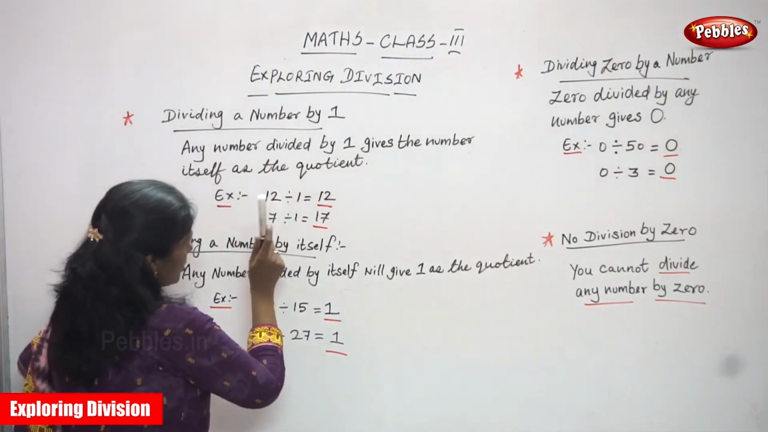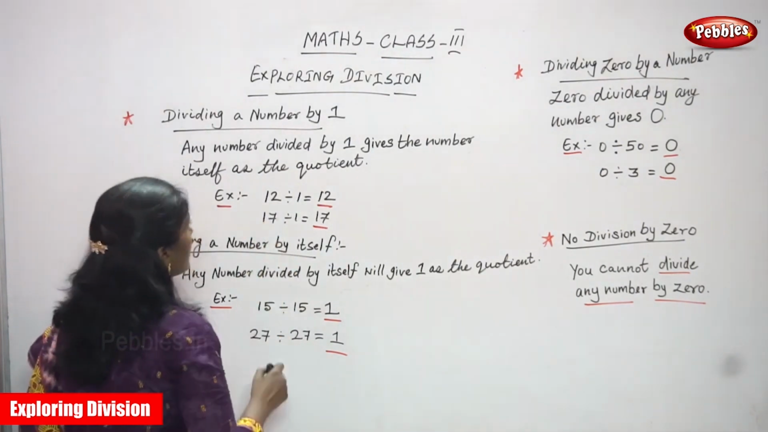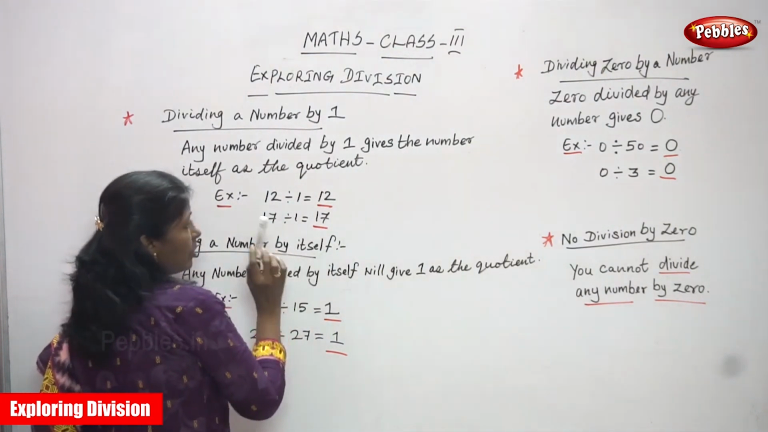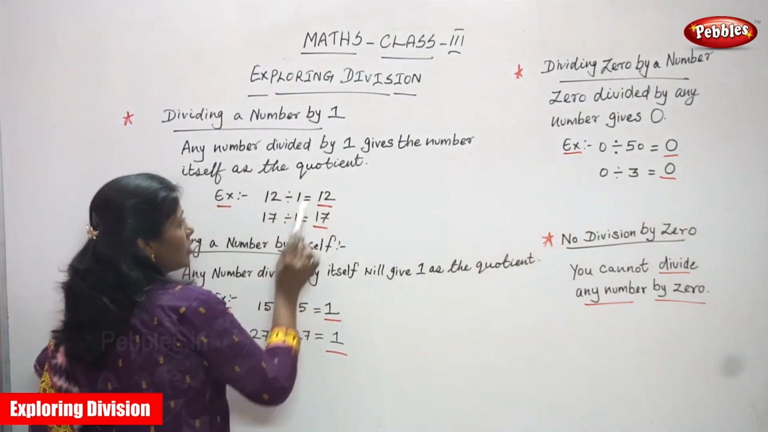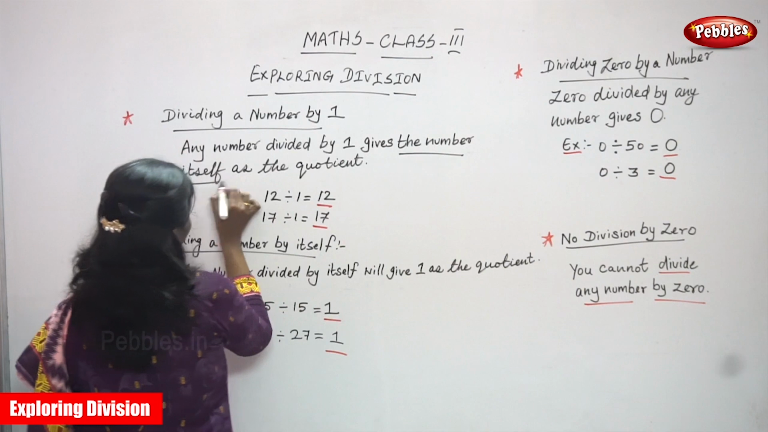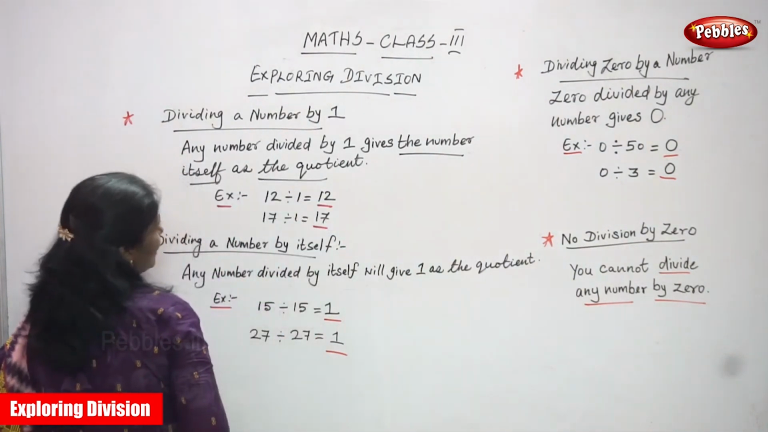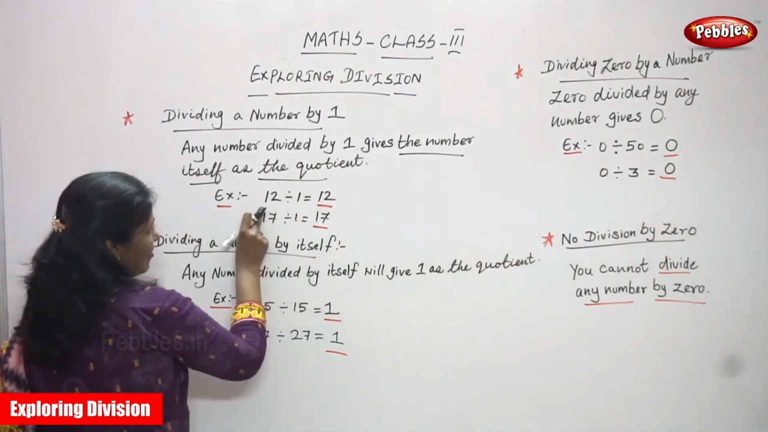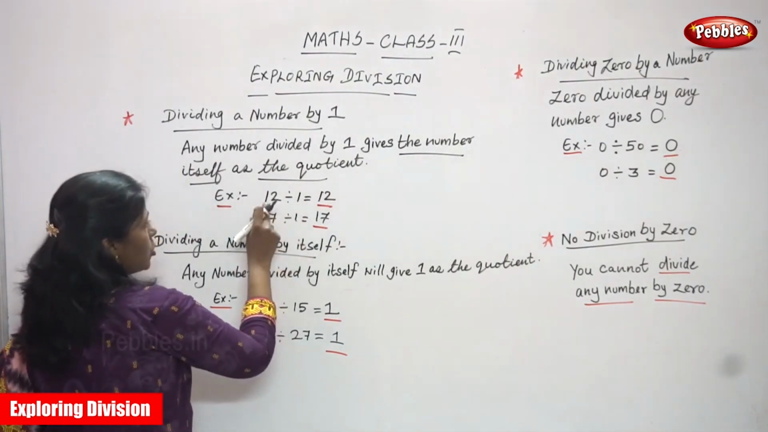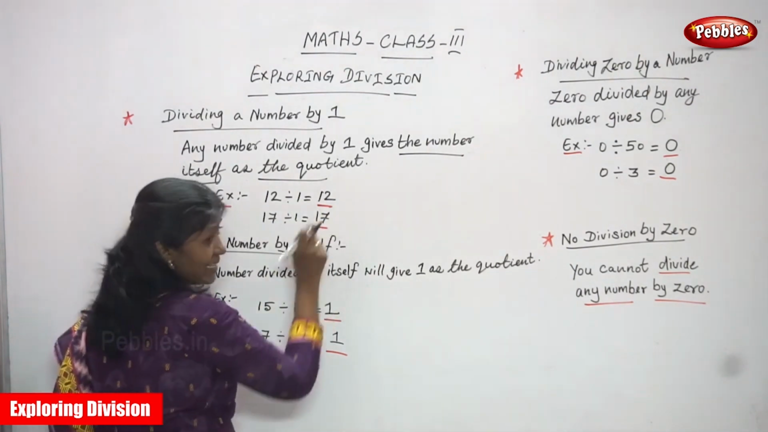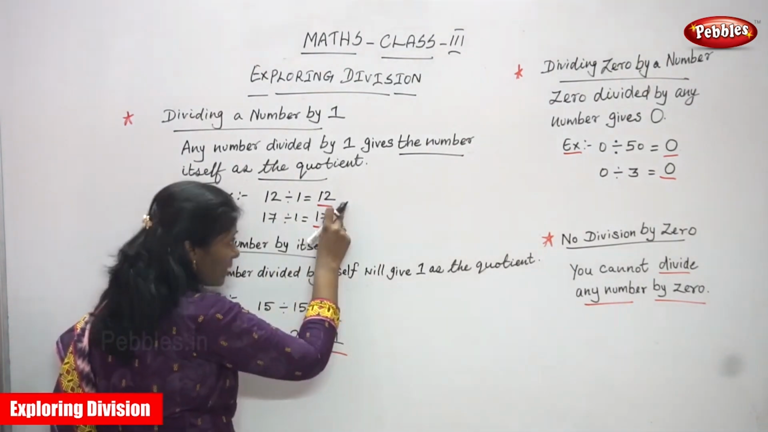So 12 is divided by 1, and you get the same number. That is what is stated: the number itself as the quotient. Any number divided by 1. Here 12 is the dividend and 1 is the divisor. When 12 is divided by 1, you get the same answer, the same number.